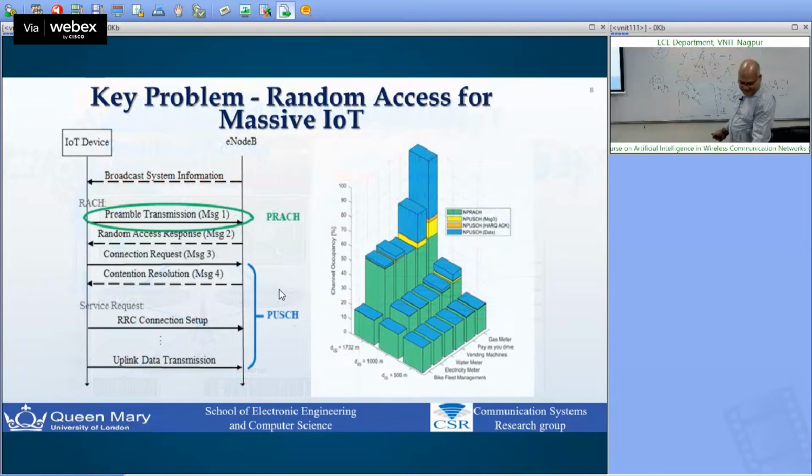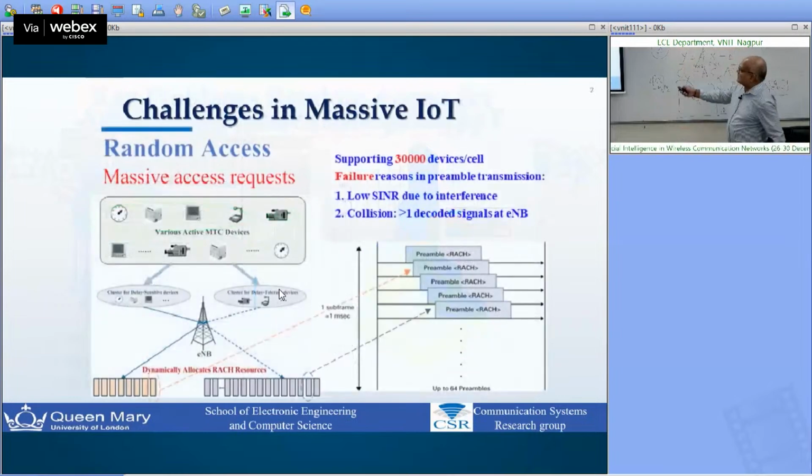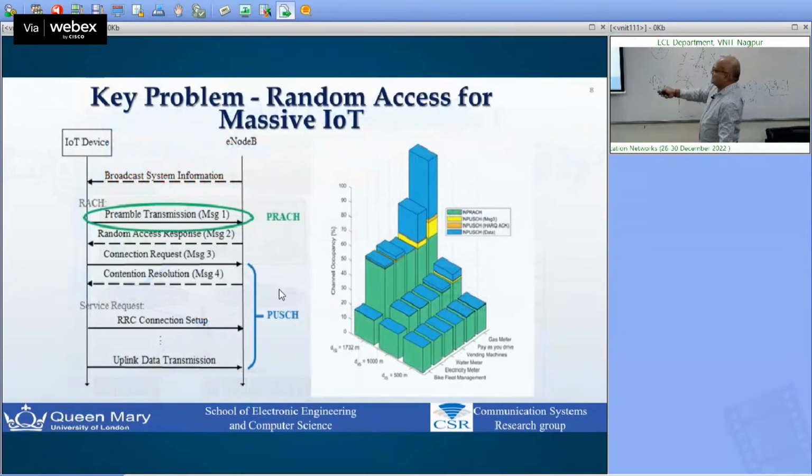The reason is this one. Because of this SINR outage and collision outage, most of the resources, the green, are spent to establish the connection. Once the connection is established, the data transmission is only the blue one, a very small packet of data in narrowband IoT. So now the main challenge is how to solve this random access problem.